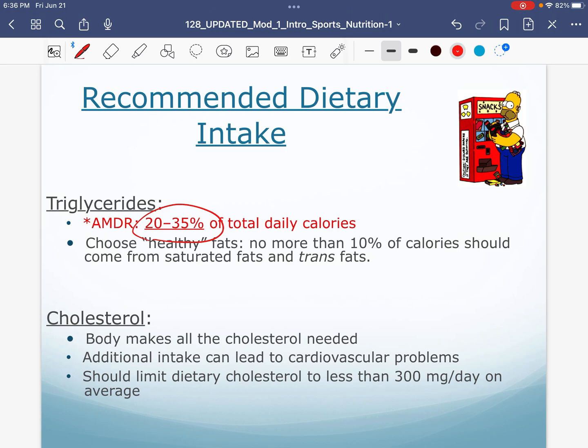Memorization. You can memorize song lyrics. You can memorize other things in your life, plays on the football field. You just have to sit down and do it in a quiet place over and over and over again. Carbohydrates, 45 to 65. Fats, 20 to 35.